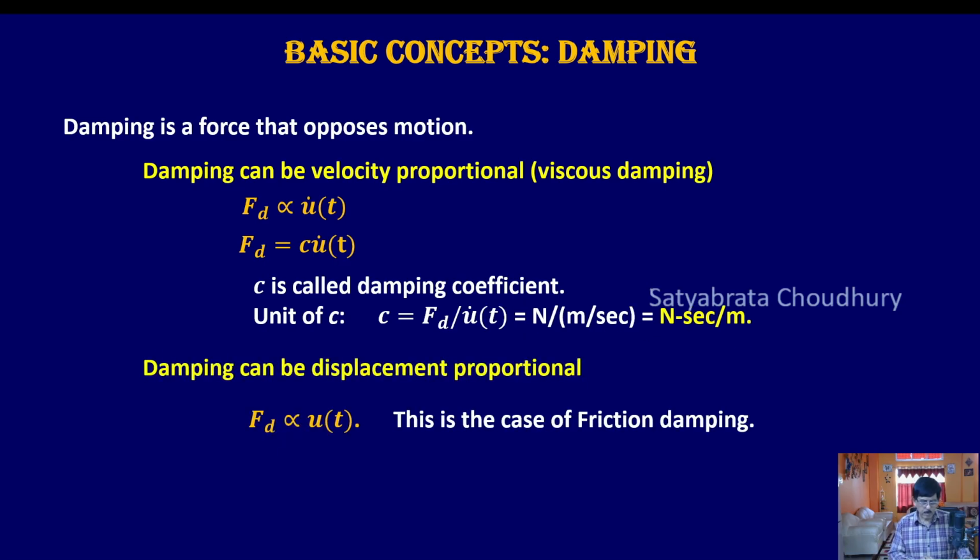Damping can be displacement proportional. Then Fd varies as ut. This case will happen in the case of friction damping. If you are rubbing one plate over the other, then friction damping will be experienced, and it will oppose the motion between the two plates. Obviously, the amount of force that will be generated depends on the displacement that the plates are undergoing.